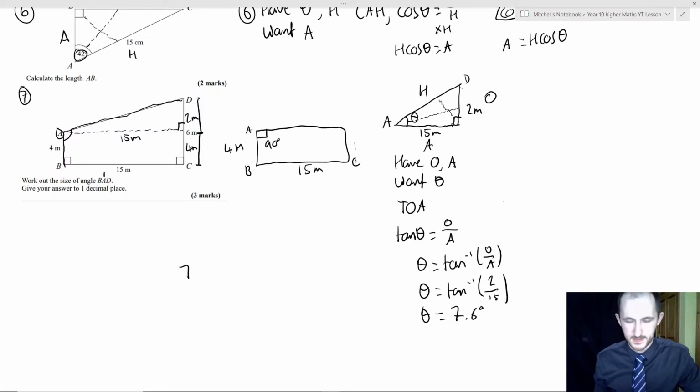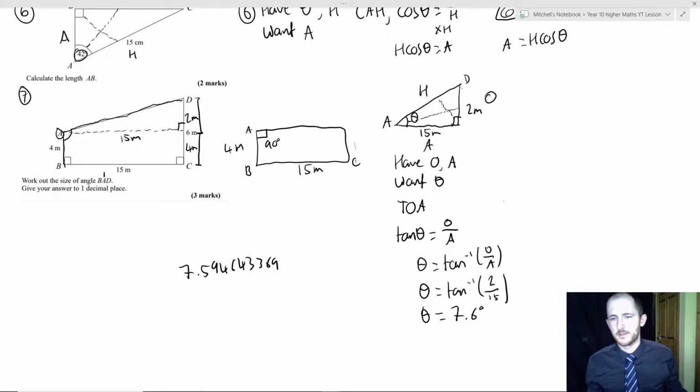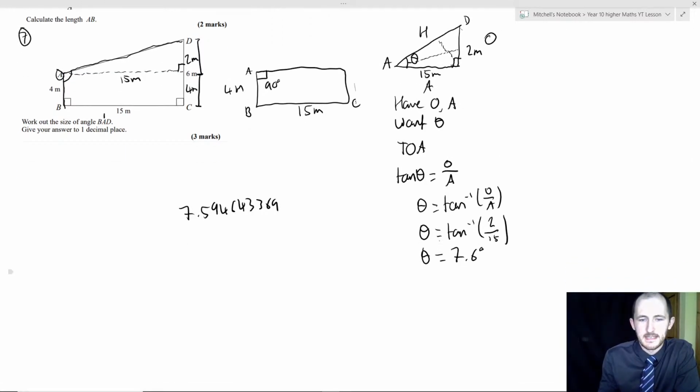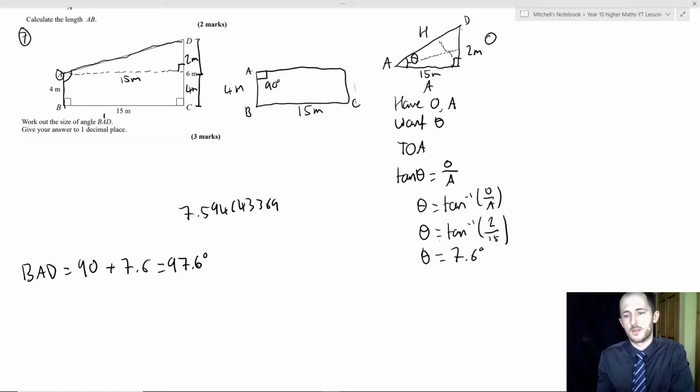The full answer is 7.594643369. And that's it. Not too bad. Is that the answer though? Nope. Keep in mind BAD is equal to the right angle 90 plus the angle we just worked out. So in total it's 97.6 degrees to 1 decimal place.